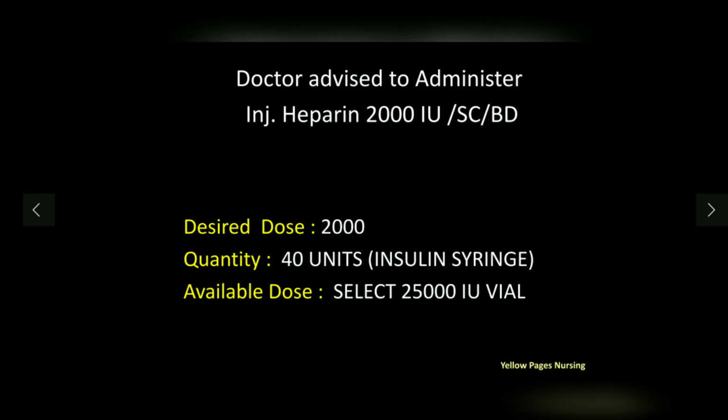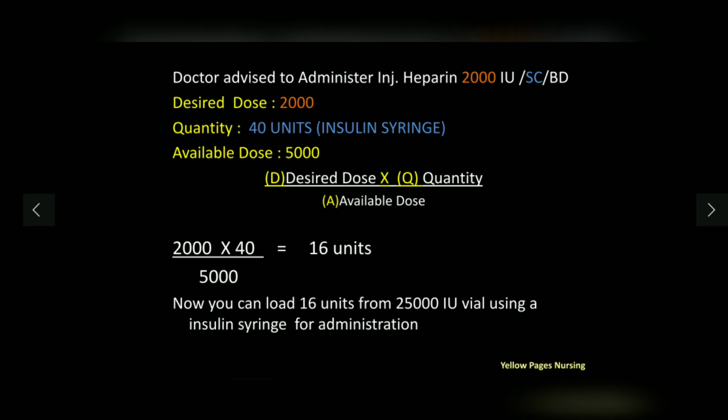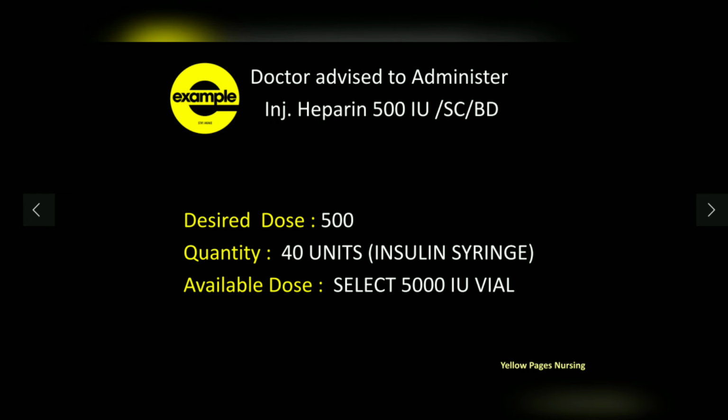Now, the maximum 1 ml that can be loaded in the insulin syringe will be 5,000 units because 25,000 international units equals 5 ml. Therefore, 1 ml equals 5,000 international units. So, as per the formula, the calculation is 2000 multiplied by 40 divided by 5,000, and the answer will be 16 units. So now you can load 16 units from the 25,000 international unit vial using an insulin syringe for administration.